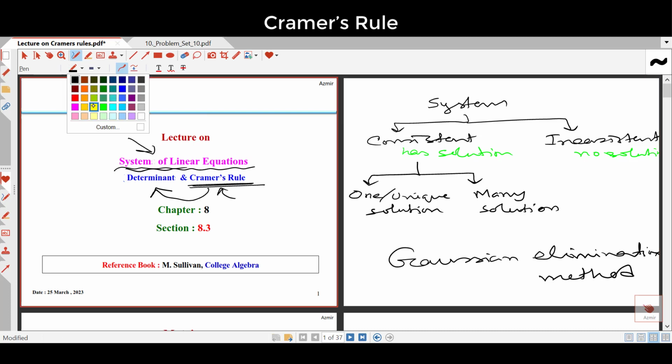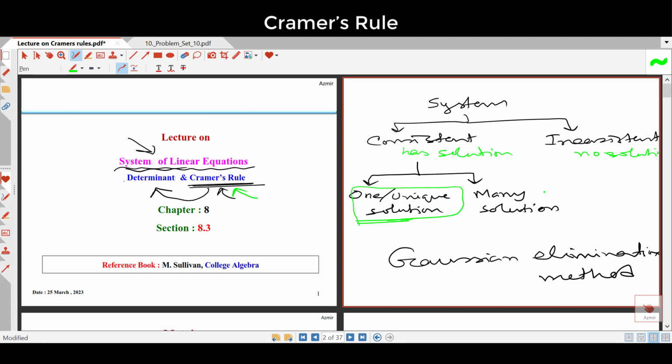First of all, I need to mention that Cramer's rule has a limitation. It is only applicable for the system that has one solution. It is not applicable for this part and this part. That means it is only applicable for one or unique solution. Besides this idea, we also need to know what a matrix is. A matrix is just an arrangement where there are rows and columns.